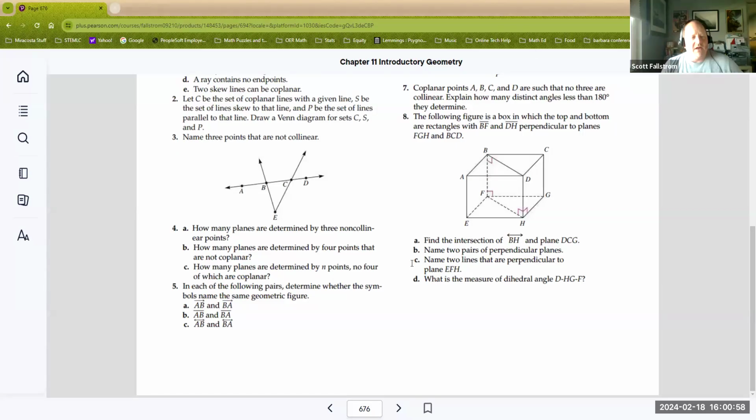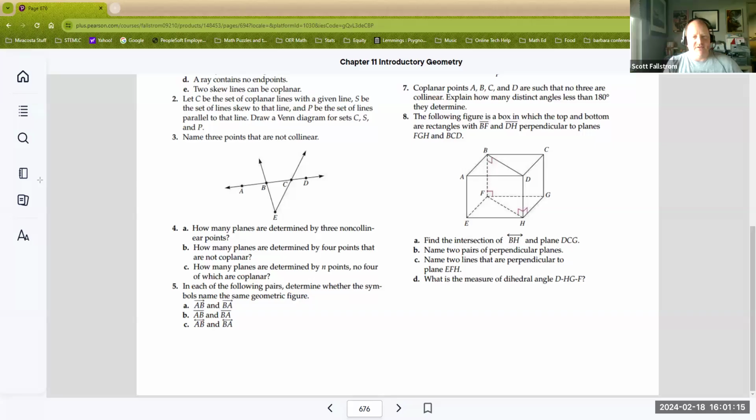Hello, students. I had a couple more questions out of 11-1B. So we're going to start off with question number 4. This one's talking about how many planes can be determined by a certain number of points. Just remember a couple key pieces.